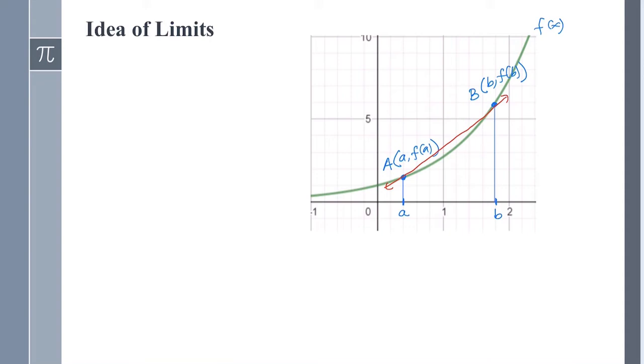Now, if we move this point B closer and closer to A, then we get a different secant line. So for example, if I move B over here, then I get this secant line going through that point. Now, if I further move point B over here, then I get another secant line. And then if I keep moving that closer and closer, let's say I get it very, very close to A, and then I have the secant line here.